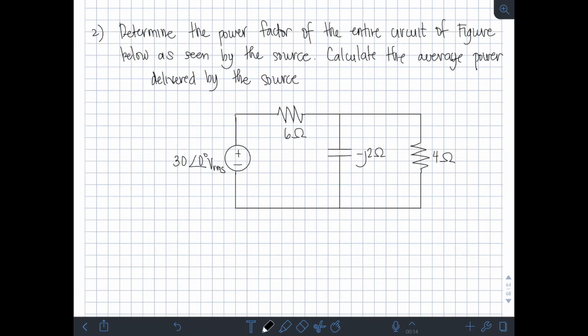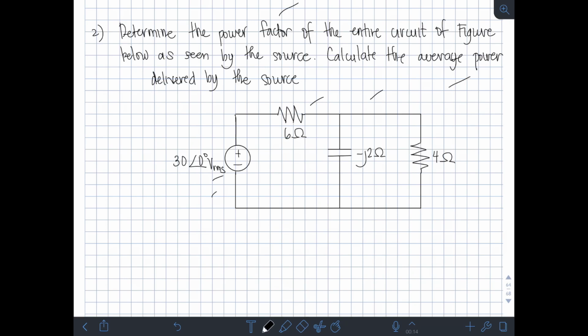Okay? Next, we have determine the power factor of the entire circuit of figure below as seen by the source. Calculate the average power delivered by the source. Okay, so this time, given tayo ng pinaka-easy circuit natin. So, meron tayong voltage source na may value na 30 angle 0 degree, this time VRMS. Tapos, meron tayong 6 ohm resistor in series dito sa parallel combination nitong capacitor tsaka resistor na merong negative j2 ohm tsaka 4 ohm resistance. Okay? So, hanapin daw natin yung power factor tsaka average power.